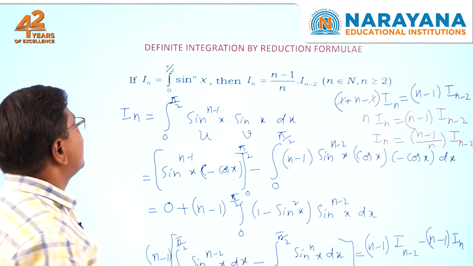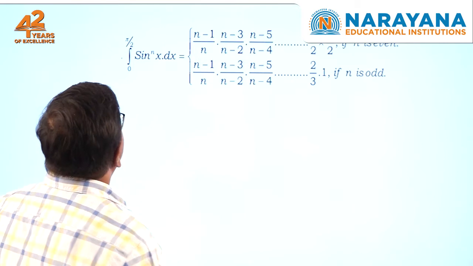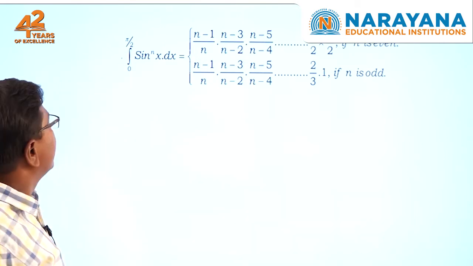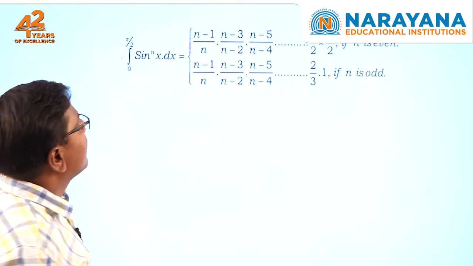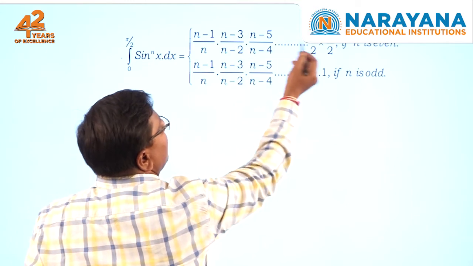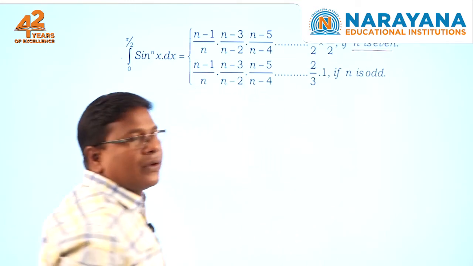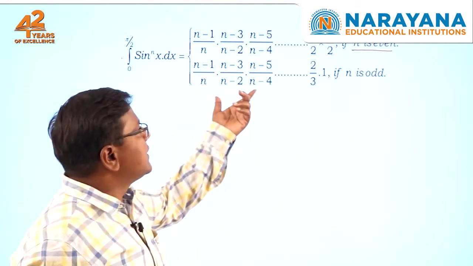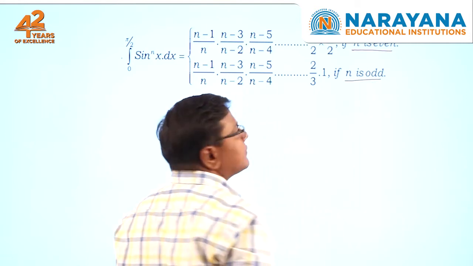Okay. Now, come to the next example. The integration of 0 to pi by 2 of sin power n x dx equals (n minus 1) by n into (n minus 3) by (n minus 2) and so on, into 1 by 2 into pi by 2, if n is even. This is the result for n equal to odd, this is if n is odd.